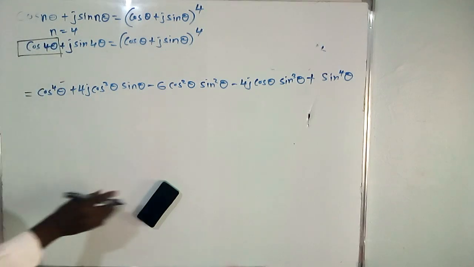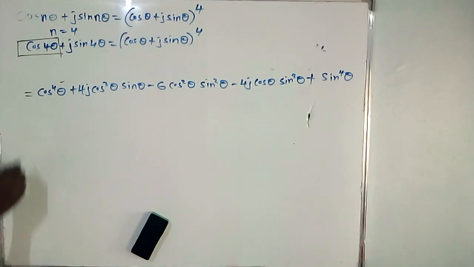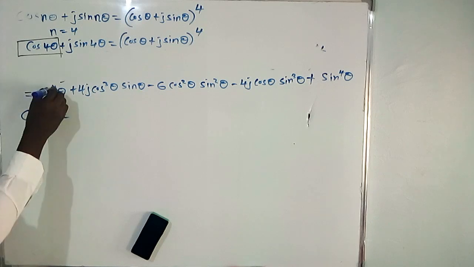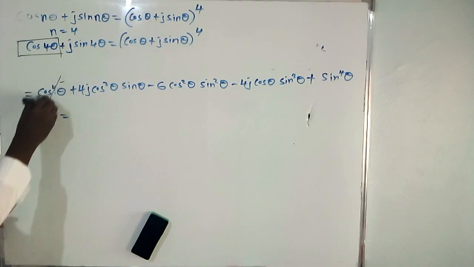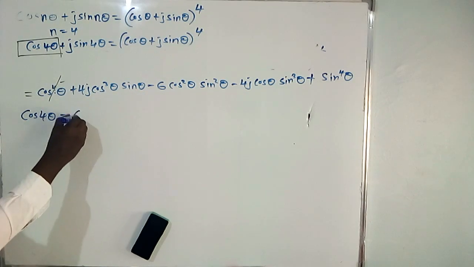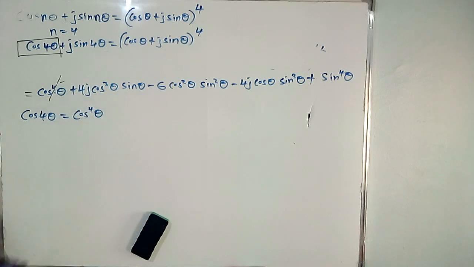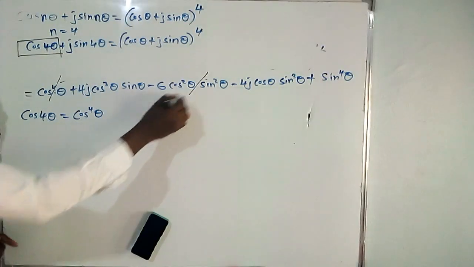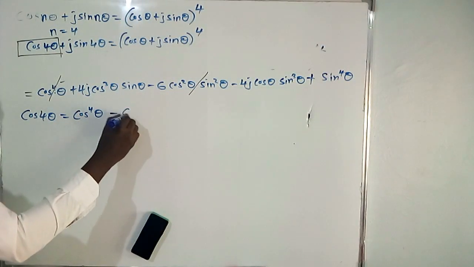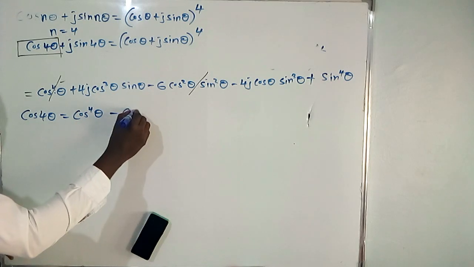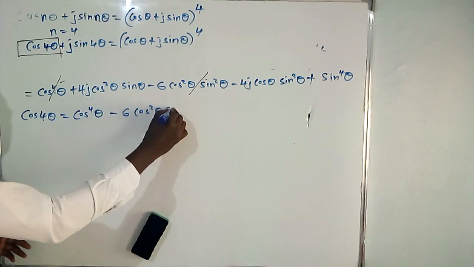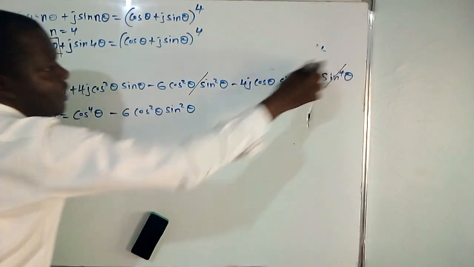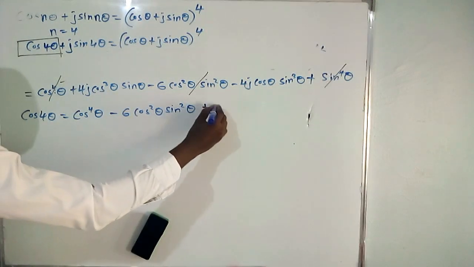A real term is a term without j, isn't it? So cos 4 theta is equal to the first term without j on the right hand side of the equation, which is cos raised to power 4 theta. Then the next real term on that side is the third term, that is negative 6 cos squared theta sin squared theta. Then the next real term is positive sin raised to power 4 theta.